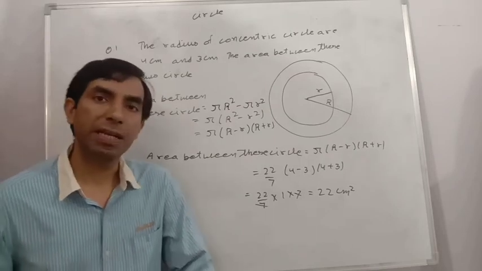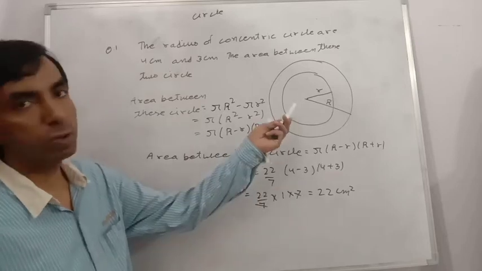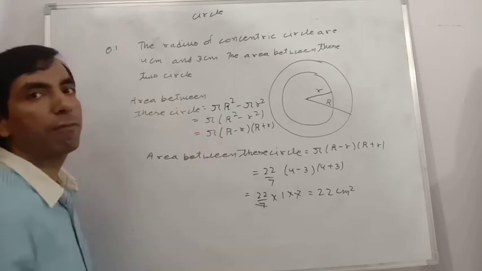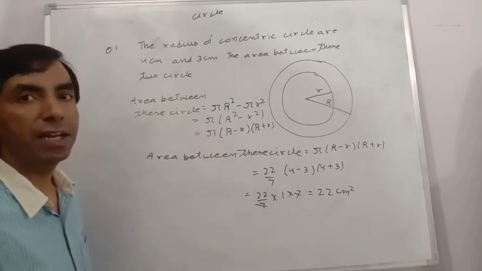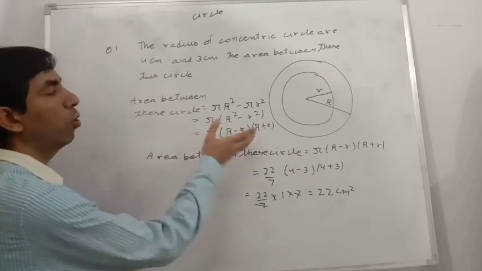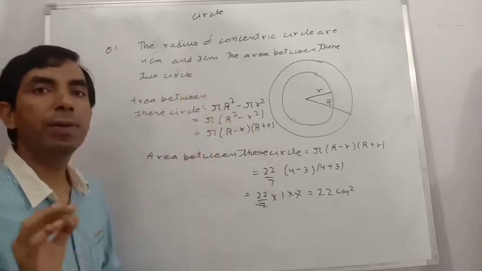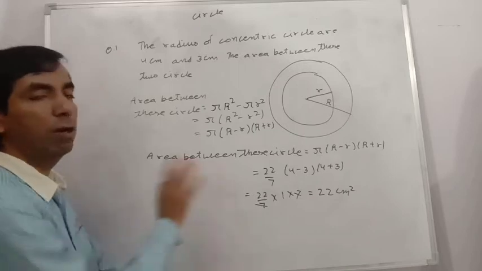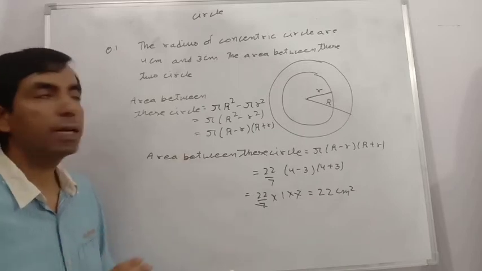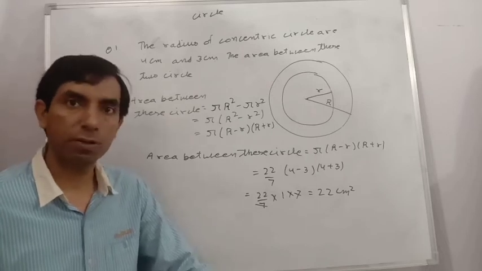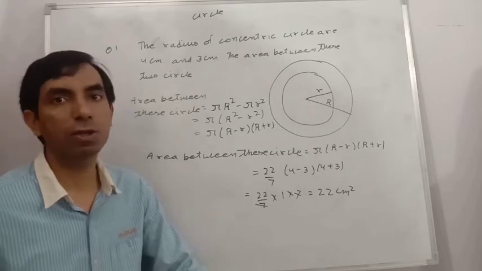Concentric circle means, as we have already learned, two circles with the same center. By this method, sometimes they ask what is the formula of the area between concentric circles. So we can solve only this part. And if they ask the area between two concentric circles, then we solve it. So by this method we can find the area between two concentric circles. So let's start the next question.